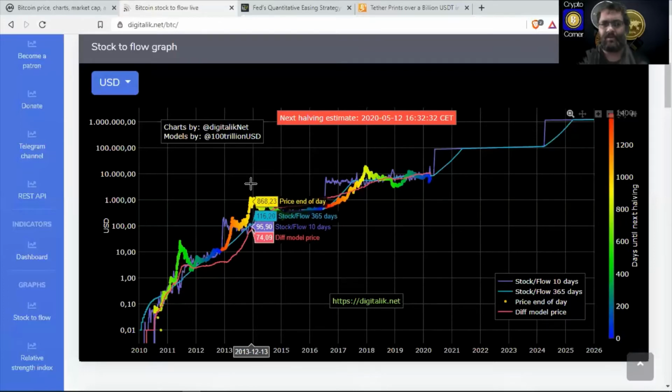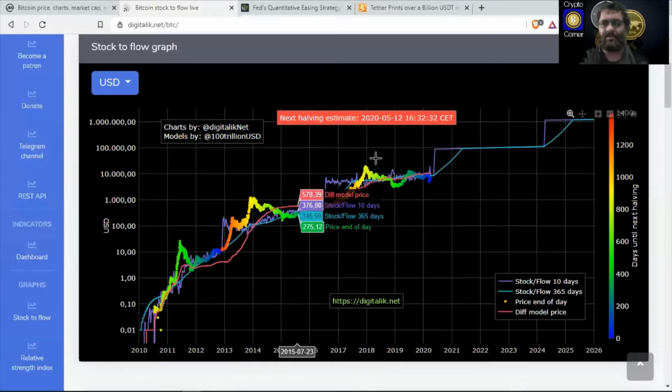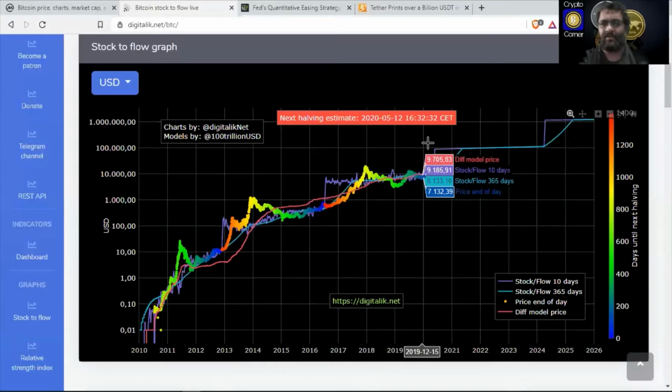So here the price at the end of the day is indicated in orange, 868 in December 2013. 10-day stock to flow was $100, 365 days $115, and it was actually much higher. So even this can be underestimating what we might see. But let's take a look what this model is currently based on.